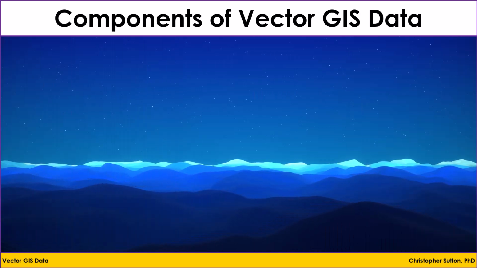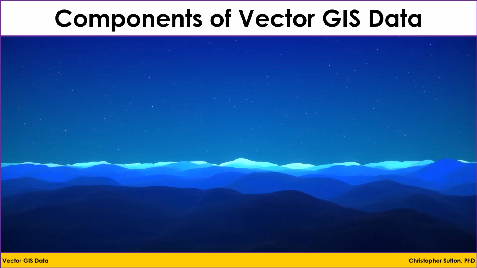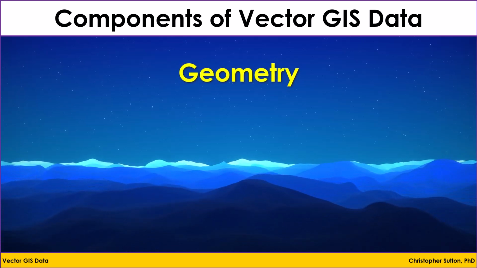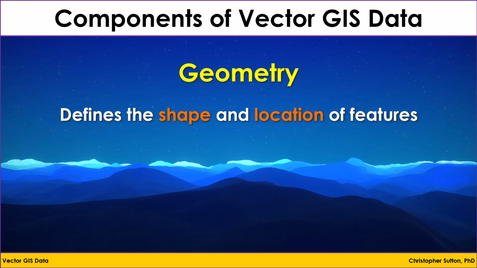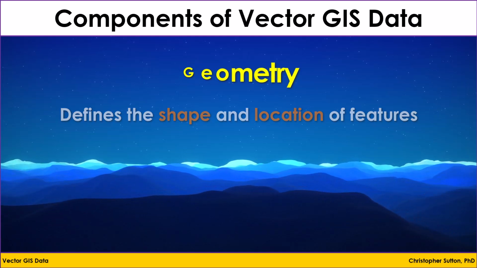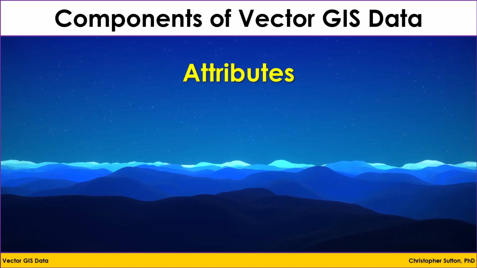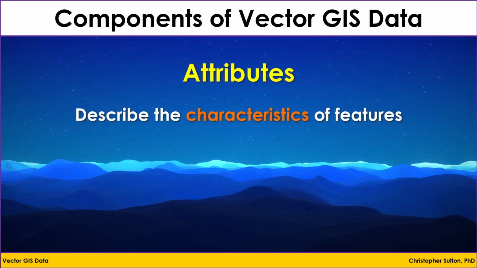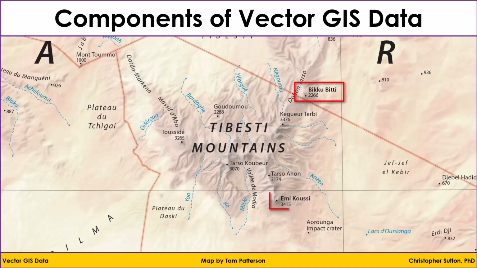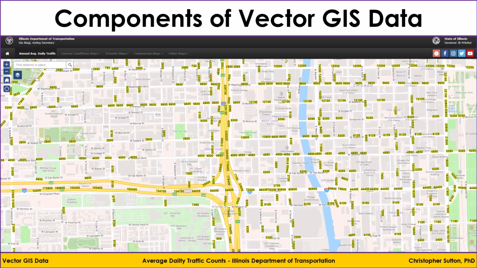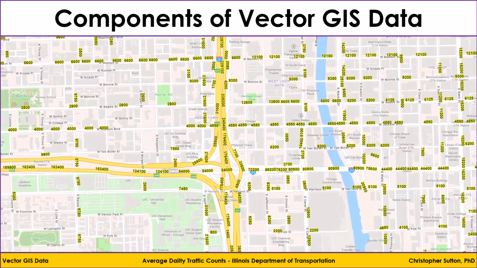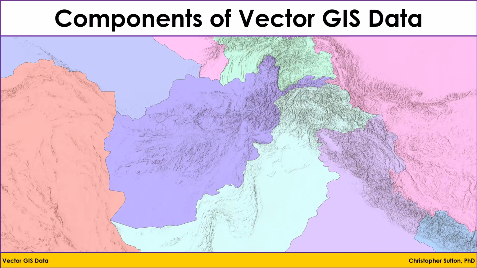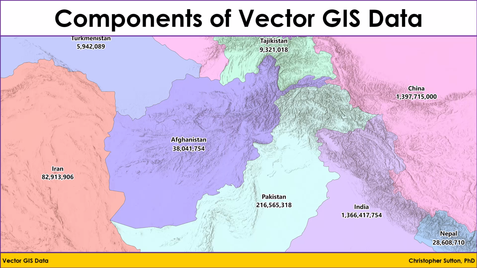Vector GIS data has two components. The first is geometry, which defines the shape and location of features. The second is attributes, which describe the characteristics of features. For example, a mountain could be represented as a point with attribute data of elevation. A road could be represented as a line with attribute data of traffic volume. And a country can be represented as a polygon with attribute data of population.